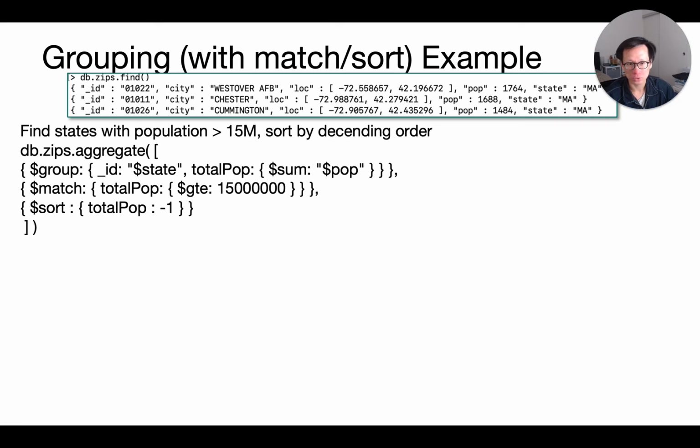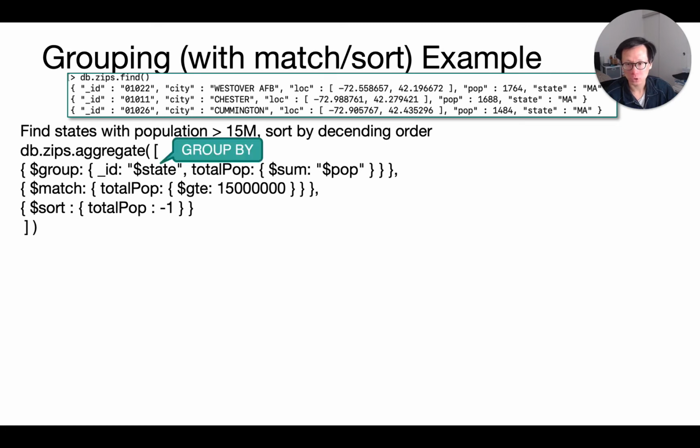Notice the dollar notation here on the right hand side to denote that we are referring to the attributes named state and pop and not the string literal. We then add a match operator to filter those states with our desired population. And finally, we add a sort like we discussed before.